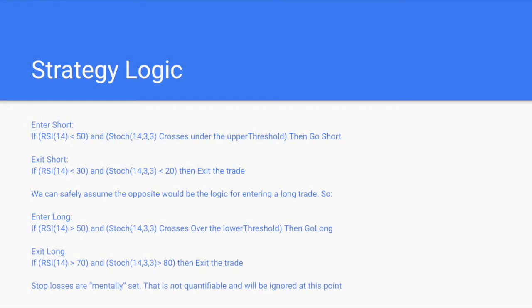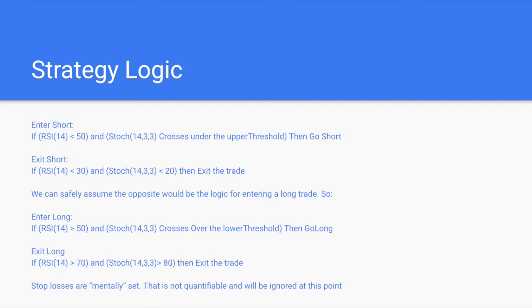His strategy, at least to our understanding, is if the RSI is below the 50 threshold and the stochastic crosses under the upper threshold, then he goes short. If the RSI and the stochastics are both oversold at the same time, then he exits the trade. We can safely assume the opposite would be the logic for entering a long trade.